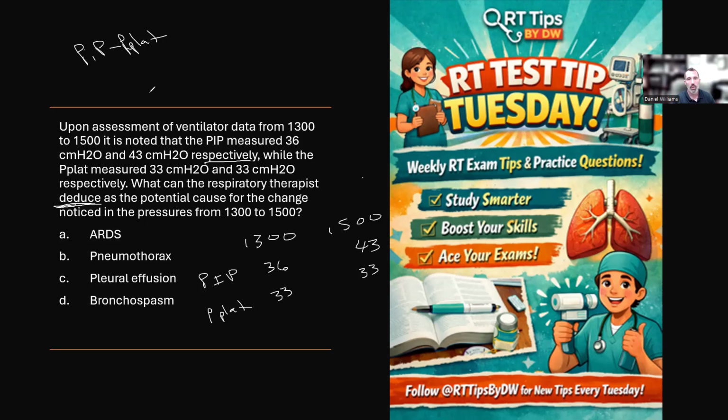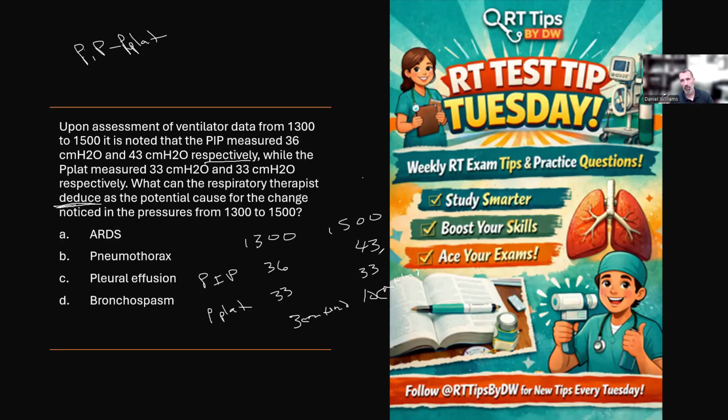So if I see that at 1300, my peak inspiratory pressure is 36, while my plateau pressure is 33, I have a transairway pressure here of about 3 centimeters of water pressure. PIP minus plat, or transairway pressure. At 1500, the peak inspiratory pressure is 43 centimeters of water pressure, while my plateau pressure is 33. So the plateau pressure stayed relatively stable. It's exactly the same measurement 2 hours later, but my peak inspiratory pressure has increased. So I have a difference of 3 centimeters of water pressure here at 1300, and a difference of 10 centimeters of water pressure at 1500.